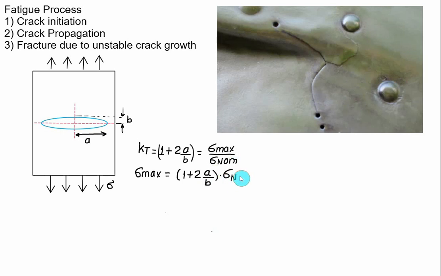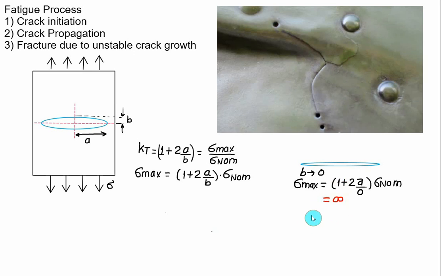Suppose we have a very small thickness, that is the value of B is almost equal to 0. So this time the value of B will tend to 0. If B tends to 0, you will get a crack of this type, and sigma maximum, equal to 1 plus 2 times A divided by B times the nominal stress, theoretically tends to infinity. So for a sharp crack, B would approach 0. In that case, the value of sigma max will tend to infinity, and therefore the part will fail.